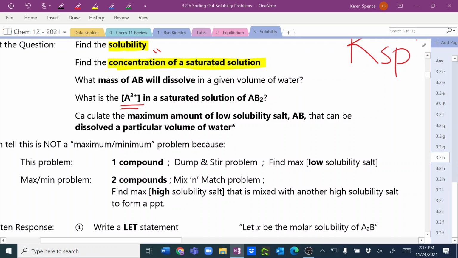Okay, and that's not, what's the maximum I can get without a precipitate forming? That's what's the maximum I can dissolve. So that would be looking at the concentration of a saturated solution, which is your solubility. So they do start to require some good reading skills, reading comprehension and analysis. I know, imagine that. Okay.